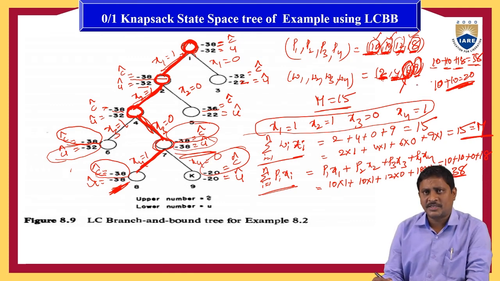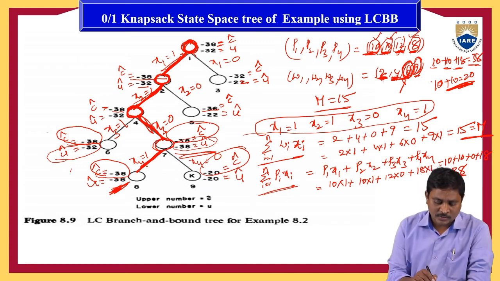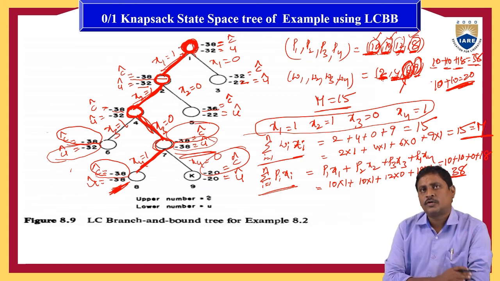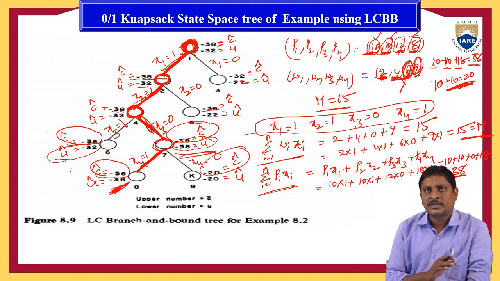The maximum capacity value is given as 15. Here, in this knapsack problem, we insert the weight values up to the maximum capacity 15. That is the meaning of that. First, this node 1 is the root node, this is the E node. First we are going to expand it, to find the lower bound and upper bound of this node.